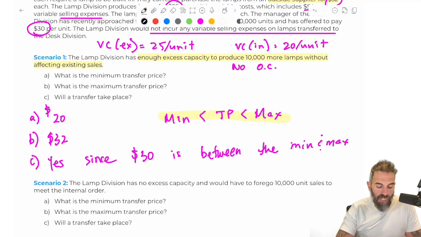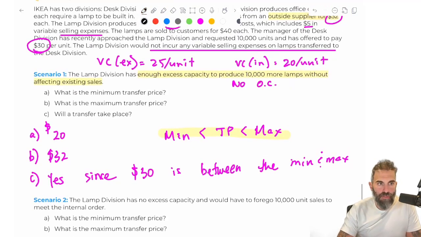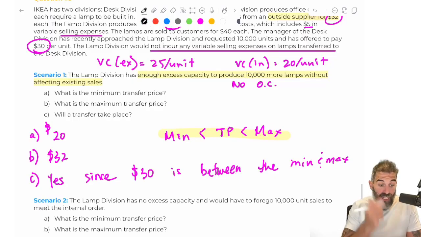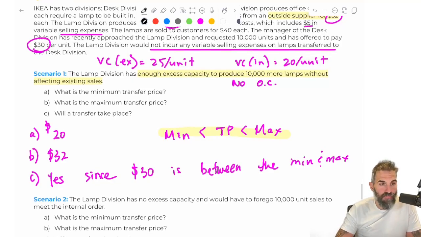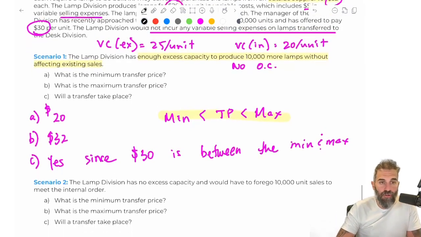They would both make money. At $30, they're both happy. The selling division is super happy because their minimum was 20, so anything they can get above 20 is profit for them. The buyer is also happy because they can get it for less than 32. Anything less than 32 is profit for them. So they're both profiting at $30.